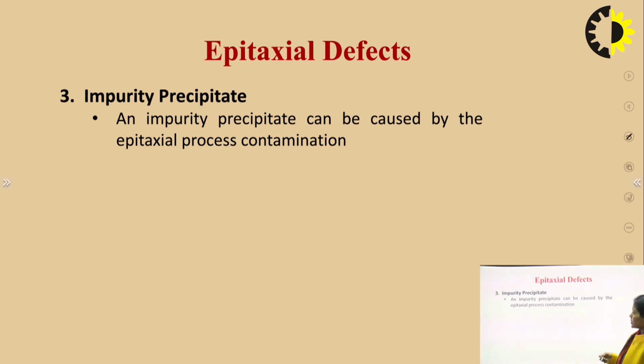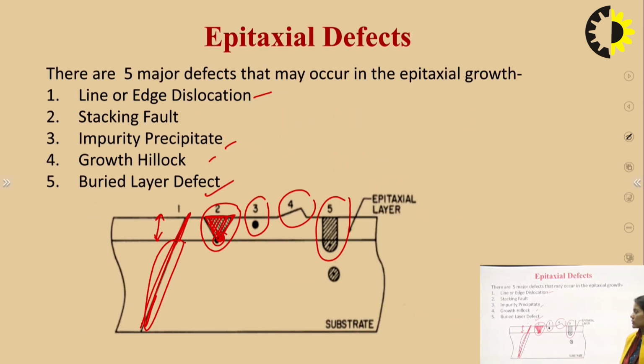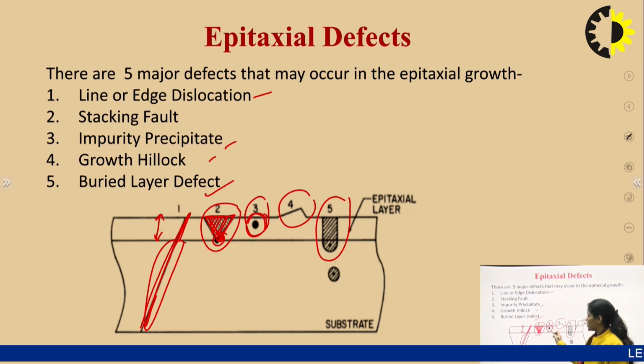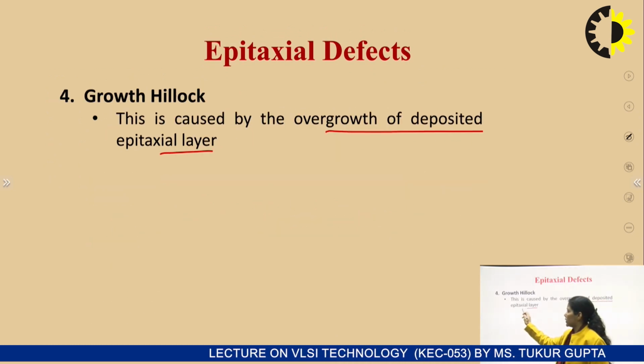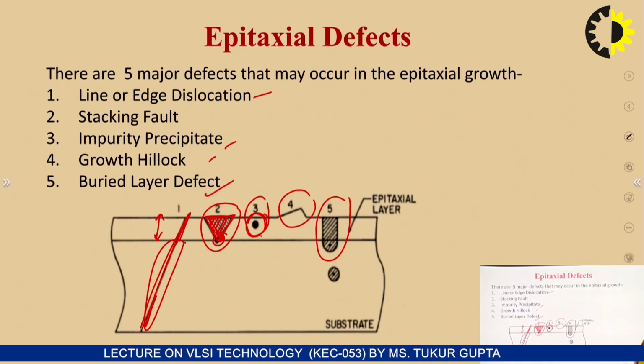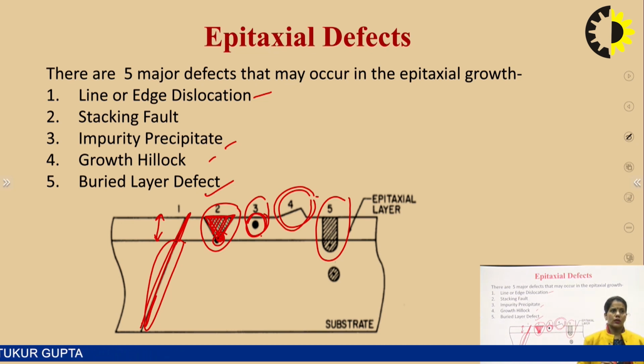Next is impurity precipitate. An impurity precipitate can be caused by the epitaxial process contamination, and this can create a defect. So this is the example. There is some defect, that is, there is some precipitate inside the growth layer. Next is growth hillock. This is caused by the overgrowth of the deposited epitaxial layer. Suppose there is not a proper control on the epitaxial growth and some extra layer has been deposited. So this is also a type of defect and is known as the growth hillock.